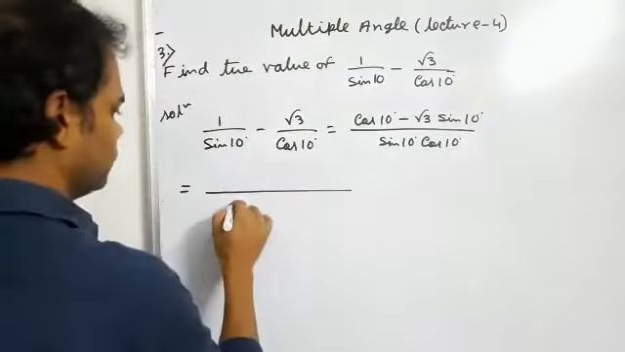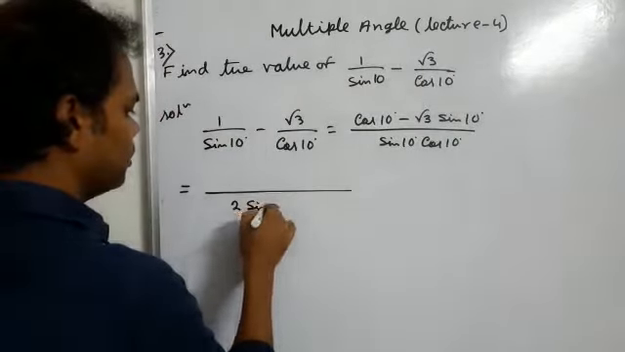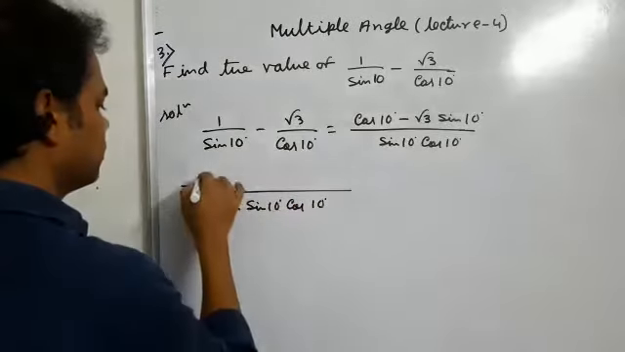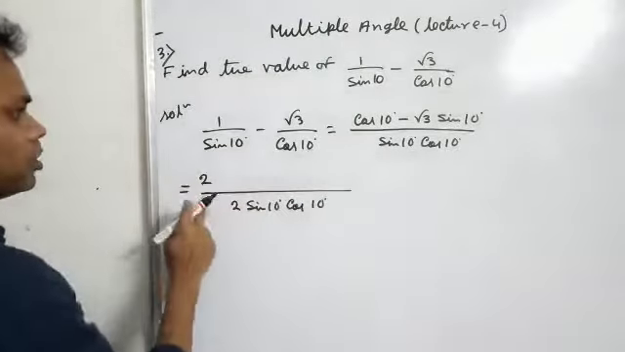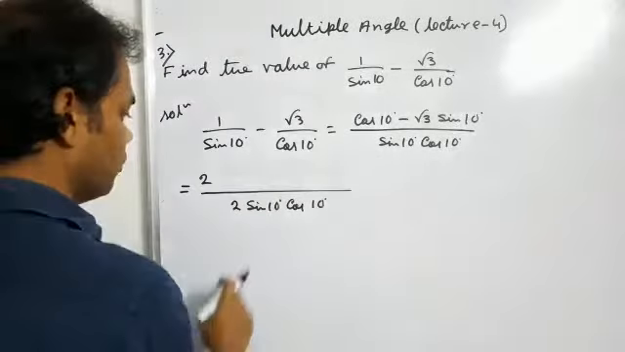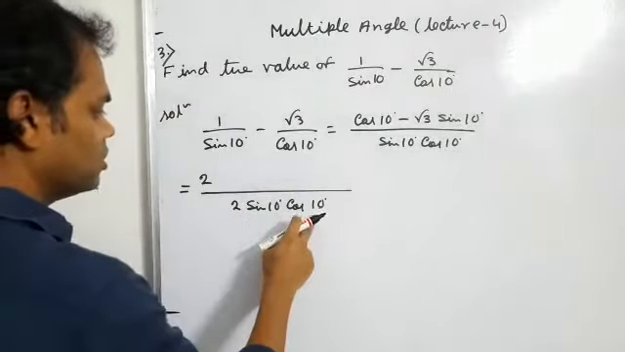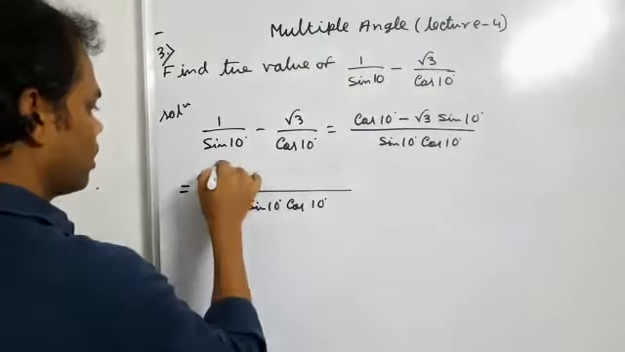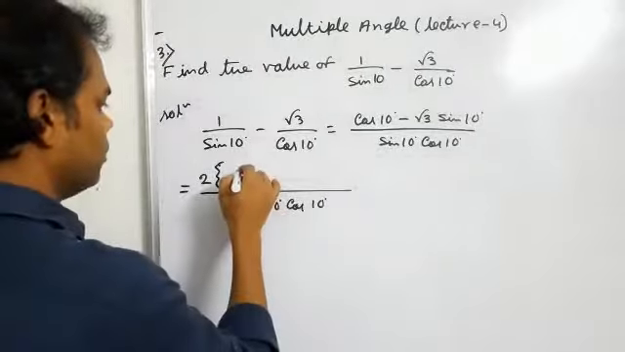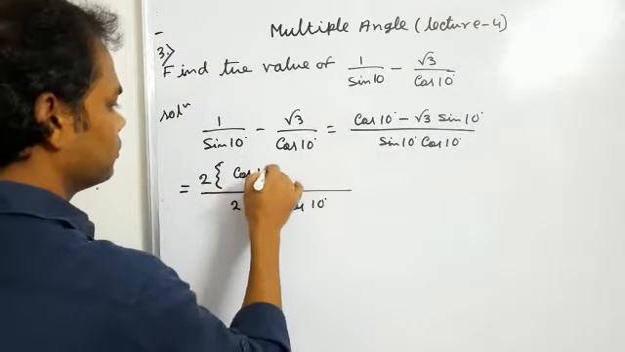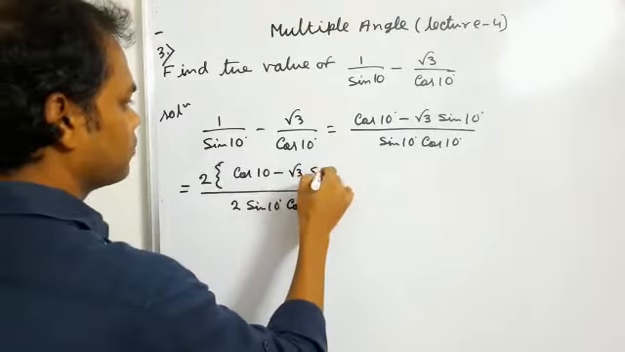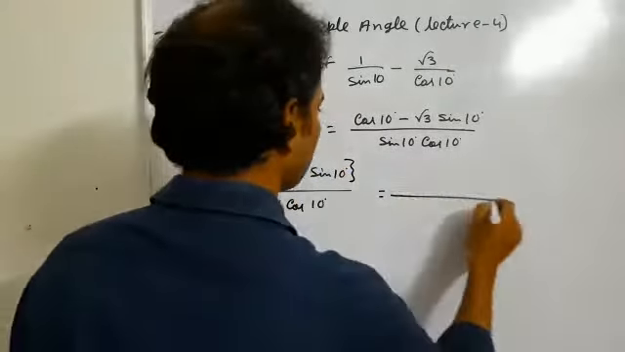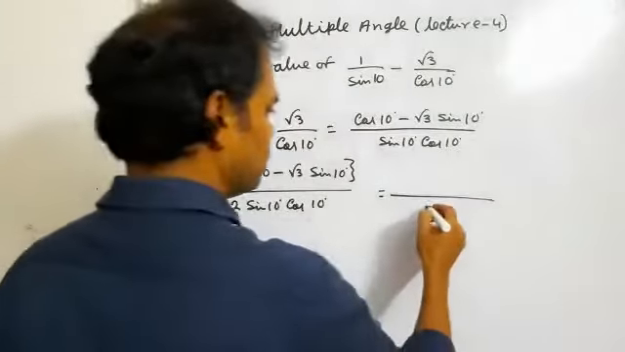So 2 sin 10 degree cos 10 degree in the denominator, and the numerator and denominator both are multiplied by 2. Why? Because 2 sin theta cos theta equals sin 2 theta. To convert using the multiple angle formula, within the bracket we have cos 10 minus root 3 sin 10. So 2 sin 10 cos 10 is sin 20.